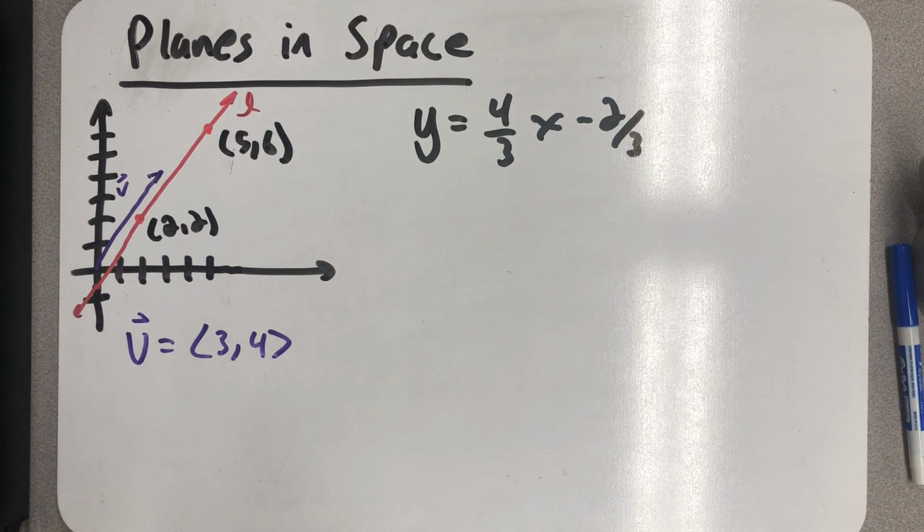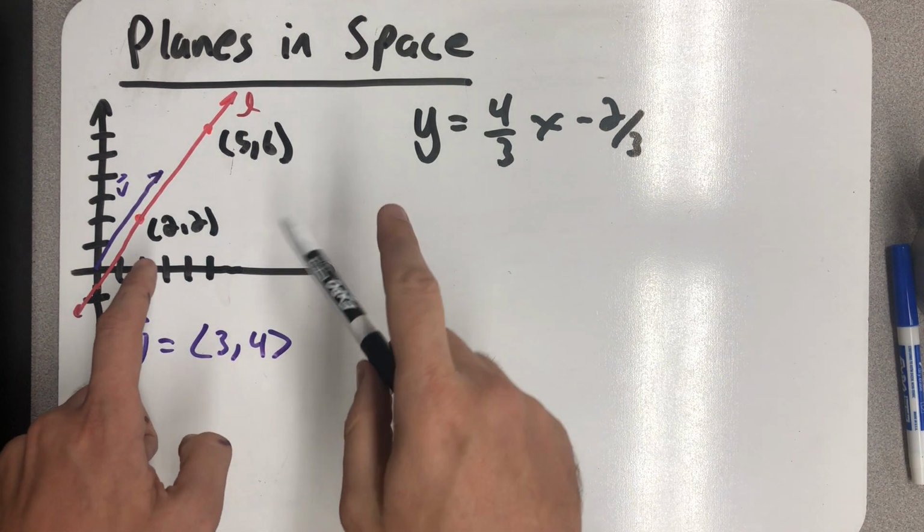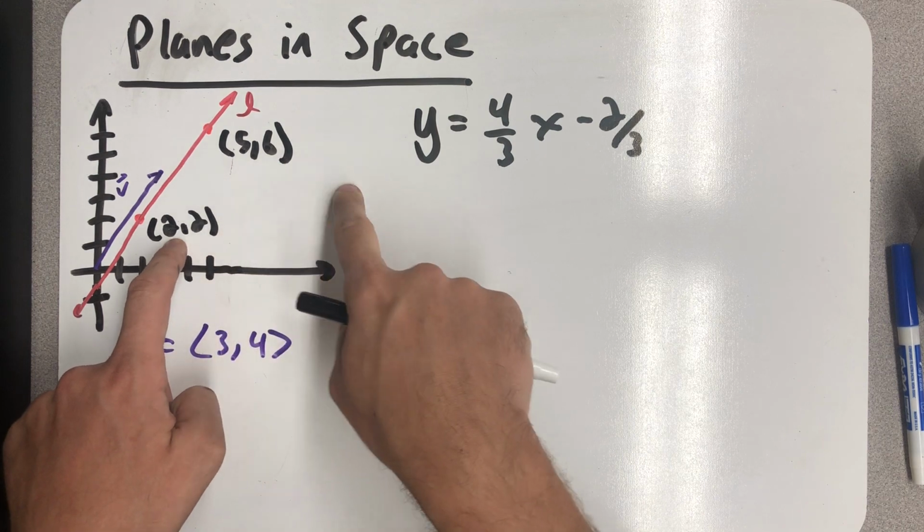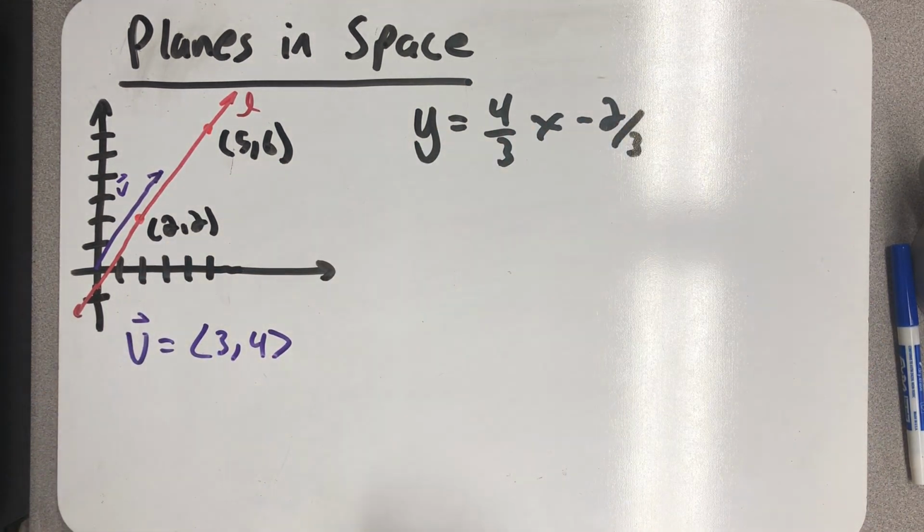I want to talk about planes in space, but to start, I want to talk about lines in the plane. In the very first video I posted in this section, we actually found the equation of a line in the plane that passes through the points (2, 2) and (5, 6). And we found that equation to be this one.